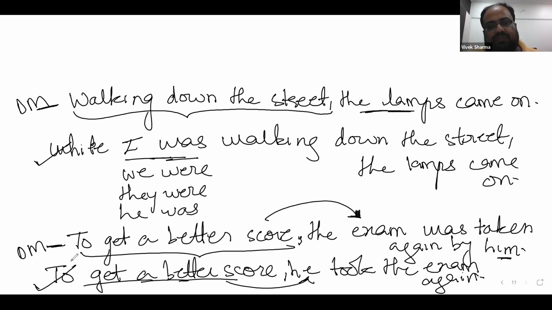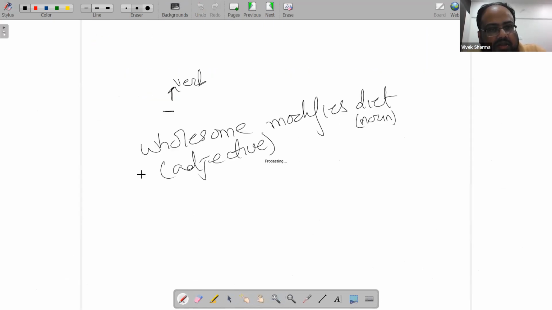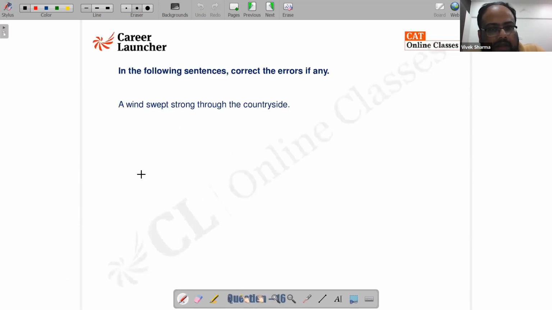These are the three modifier errors: misplaced modifiers, squint modifiers, dangling modifiers. Squint modifiers, chances are very few that you will come across them, right? Very less chances. Then misplaced modifiers, but the most important one is the dangling modifier error, right? Let's do some questions. Let's come back to the sheet. Try to correct the errors in the sentences.